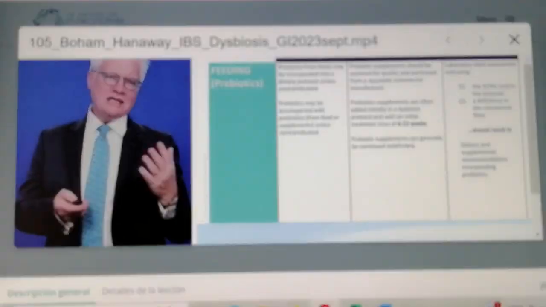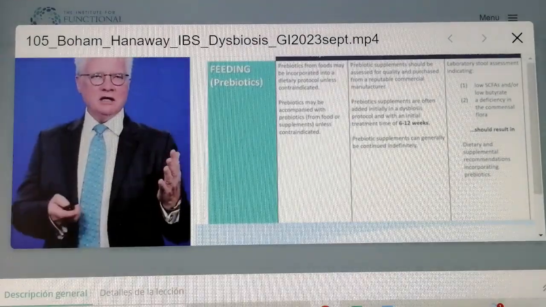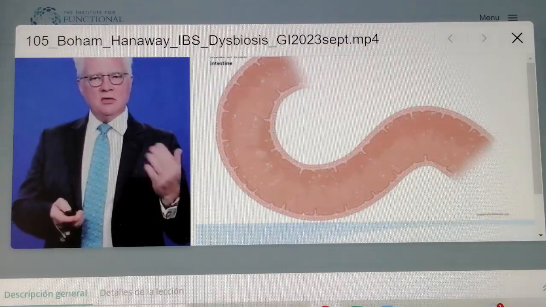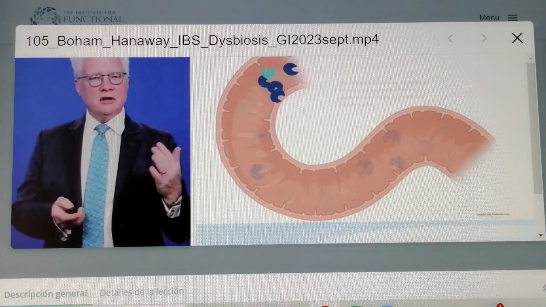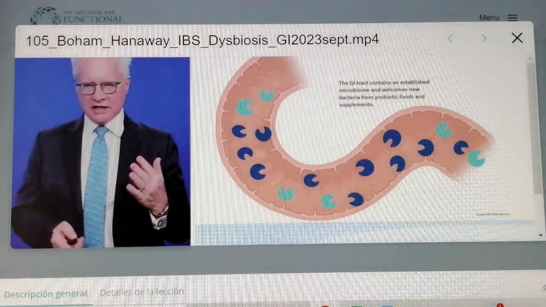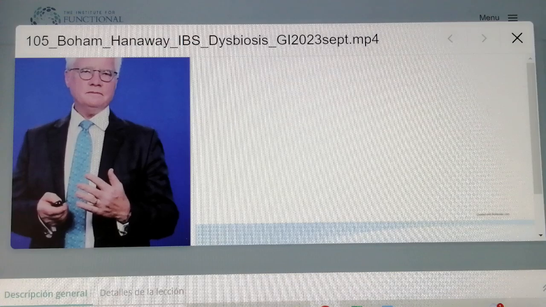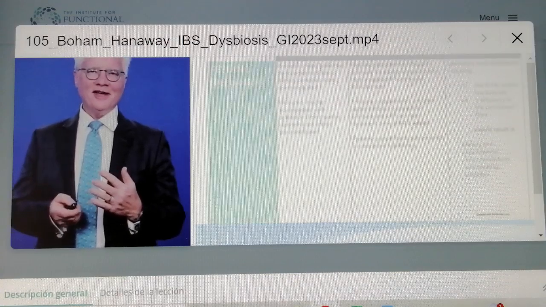So when we get into the feeding of what's happening here, of the different prebiotics, we want to be able to consider. Just one second. Sorry. Where am I here? I think I need to go back one.